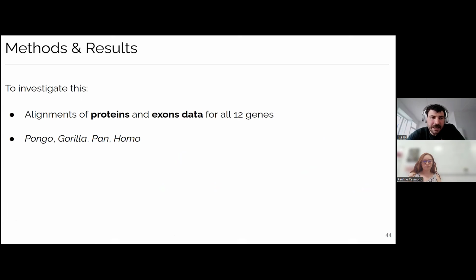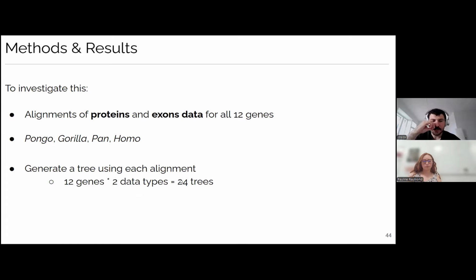And to investigate this, we use alignments again of proteins, but this time in conjunction with exon data for these 12 genes and 12 proteins. And again for Pongo, Gorilla, Pan, and Homo. And then we generated a tree using each one of these alignments. So we had 12 genes times 2 for our 2 different data types, DNA and proteins. So 24 trees in total.